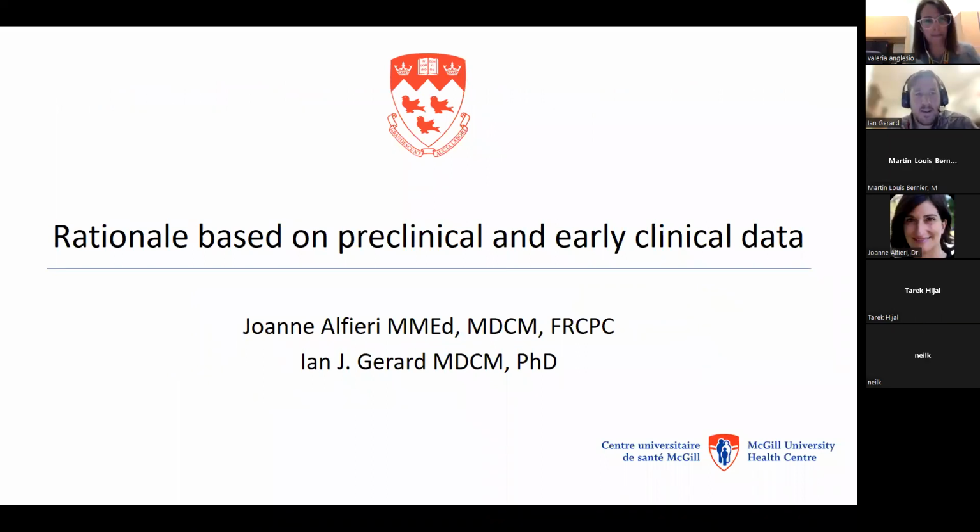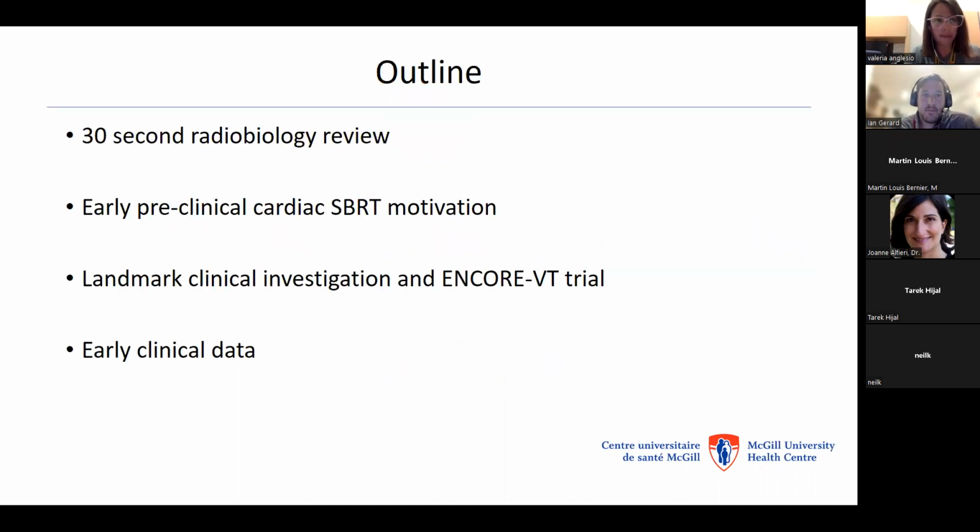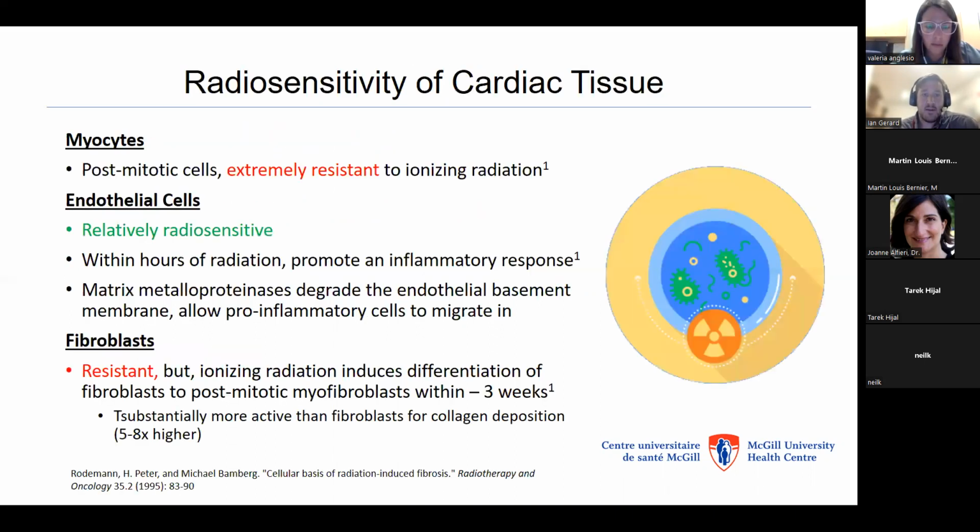Thank you, Dr. Anglesio. So now I'm going to take a few minutes to go over some of the early studies, both preclinical and clinical, that gave us this kind of wild idea of incorporating radiation therapy for these patients. Next slide. So we'll take a few seconds to talk about radiation biology and then go over an important preclinical study and the landmark investigations that were done clinically to motivate us and spark excitement for this type of treatment. Next slide, please.